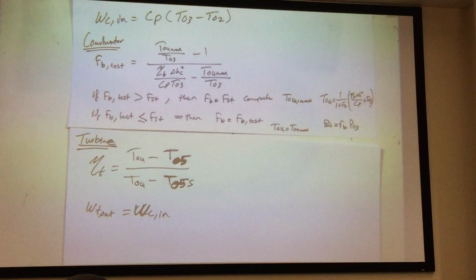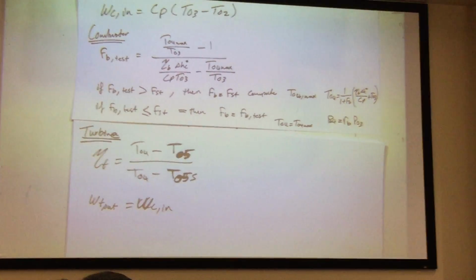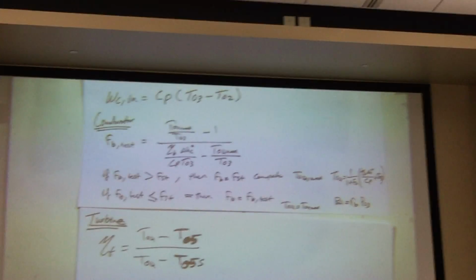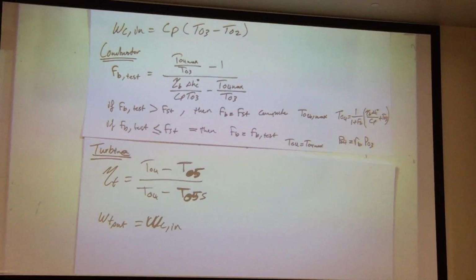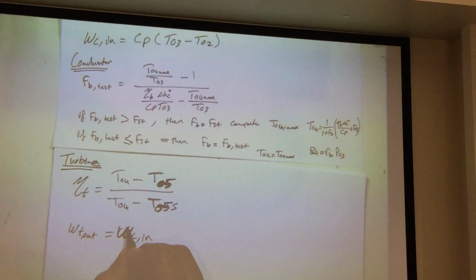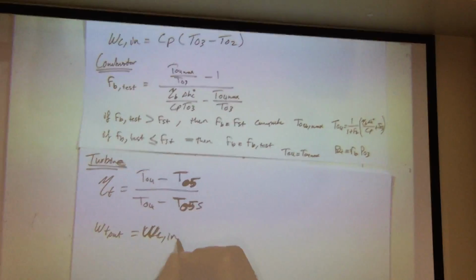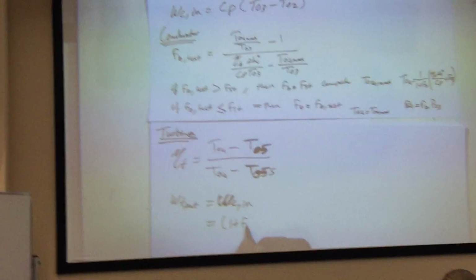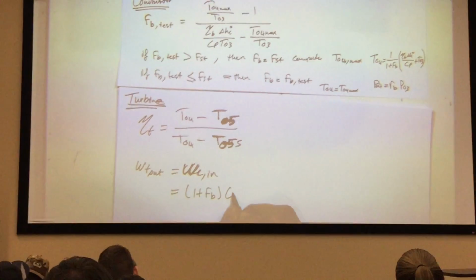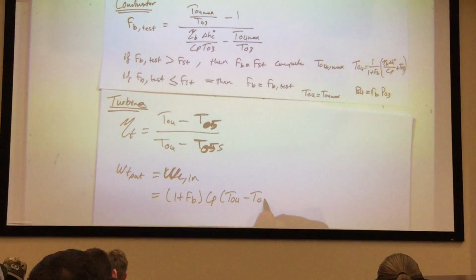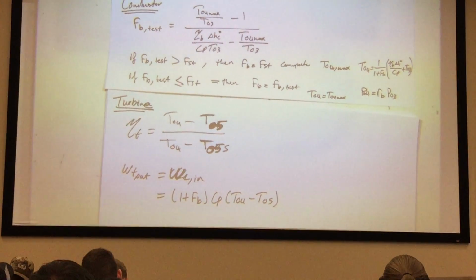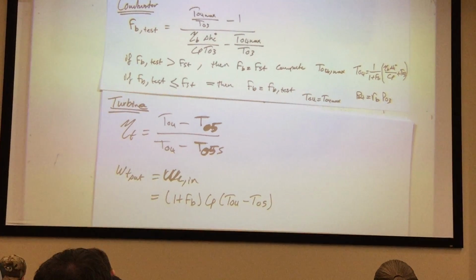If I have one single shaft and I'm not using that work for anything. So propulsion systems, most likely your shaft work is equal to whatever you're propelling because we don't have a generator here. So it's equal to the work out of the compressor. And that's equal to 1 plus f_b, the fuel to air ratio, multiplied by c_p, T_O4 minus T_O5, which is your heat addition through combustion.